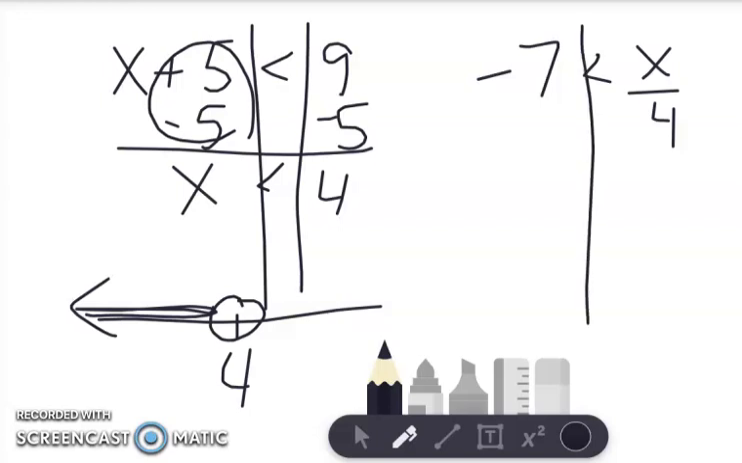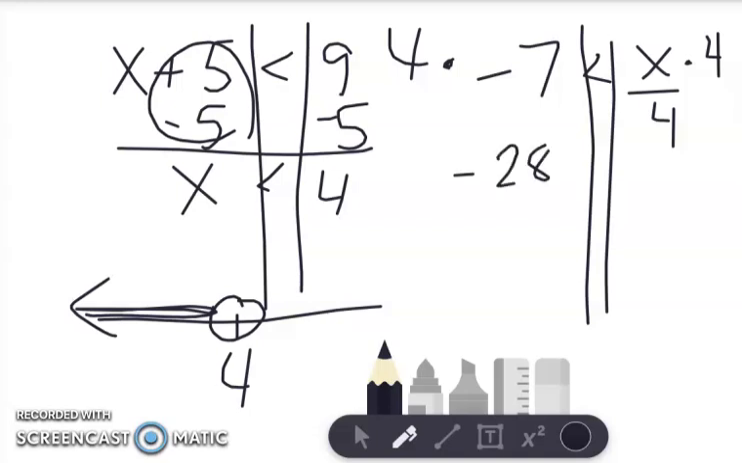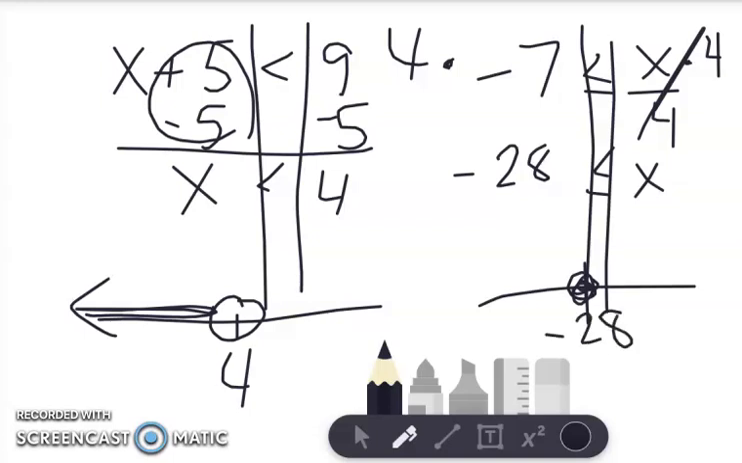All right, for the next one, fraction bar means divide. The inverse of division is multiply, so we're going to multiply both sides by 4. And therefore we get negative 28 is less than x. And also this 4, those are both in the numerator and the denominator, which is worth 1, and 1x is the same as x. Let's actually pretend that says less than or equal to, because then that one would be a closed circle at negative 28.